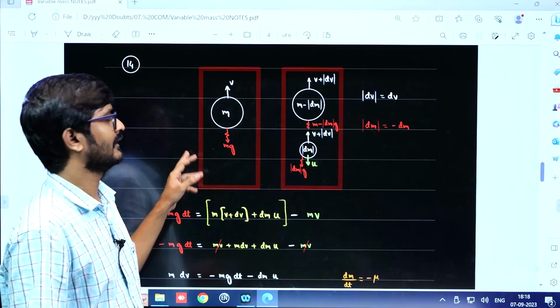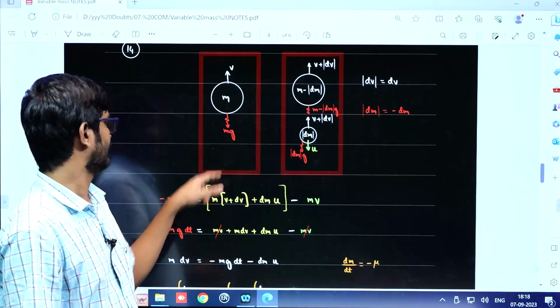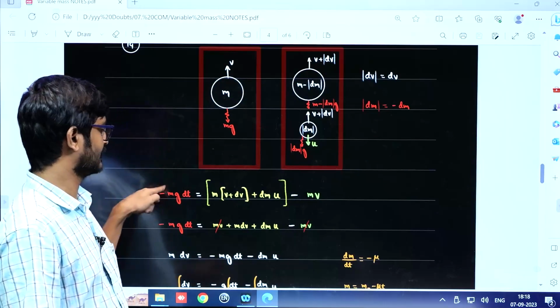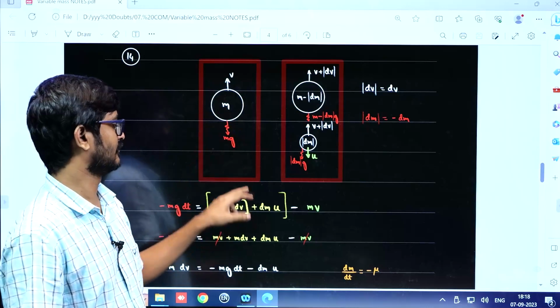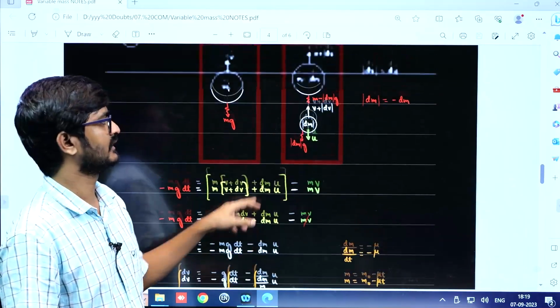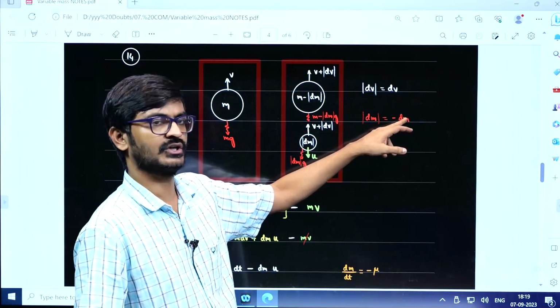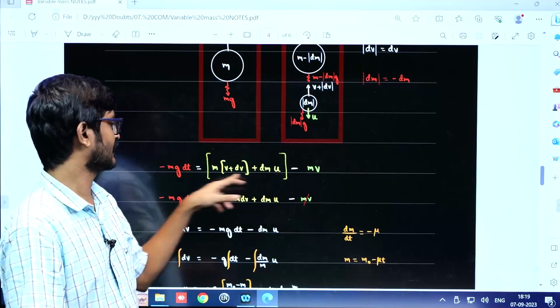Now again, F dt equals the change in momentum. F dt, that is mg dt in the negative direction, equals final momentum minus initial momentum. That you manage by yourself. You can put the modulus and you can remove the modulus, and you will get this equation. Make sure you are getting this equation.